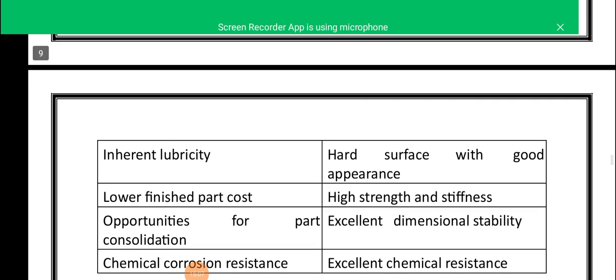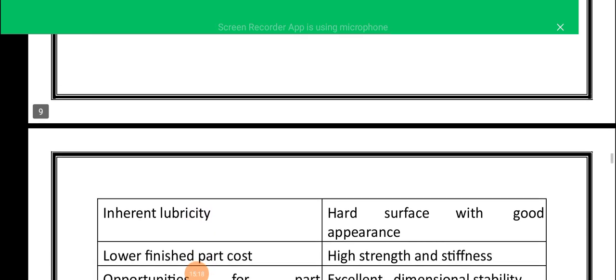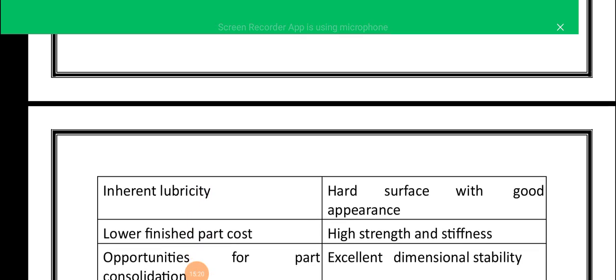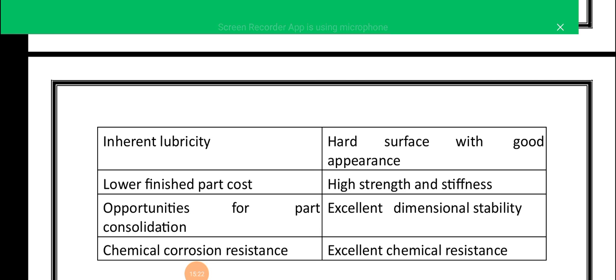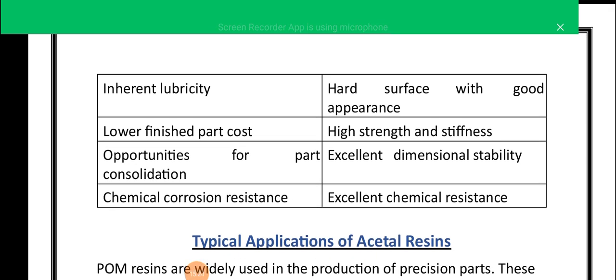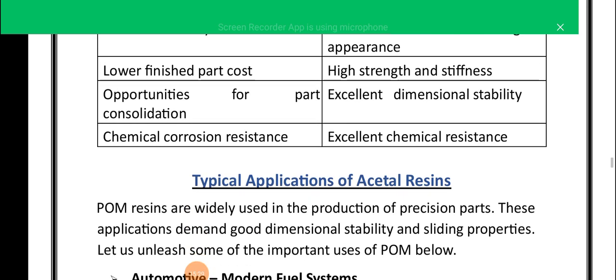For metals, it has inherent lubricity and lower finished part cost. It has opportunity for part consolidation and chemical corrosion resistance. While over thermoplastics, it has a hard surface with good appearance. It has high strength and stiffness. It has excellent dimensional stability, as we discussed earlier, and excellent chemical resistance.